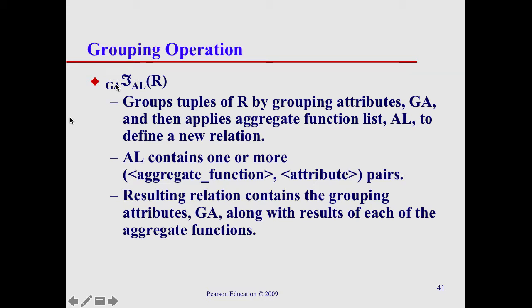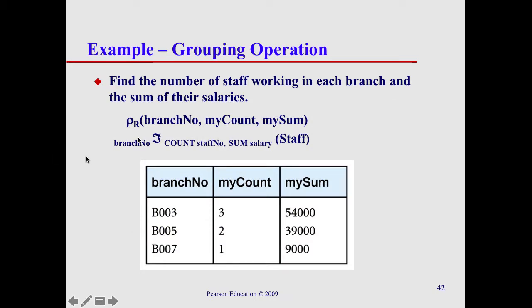Okay? And then if you want to add grouping operations, you put those before the tau, and you list the attributes that you are grouping on, the primary one first, then any secondary ones. So here we're finding the staff who work in each branch, the number of staff and their combined salaries. We are grouping by branch number because we want the number of staff in each branch and their total salaries. So we're counting the number of staff and the sum of the salaries, and renaming the results my count and my sum.